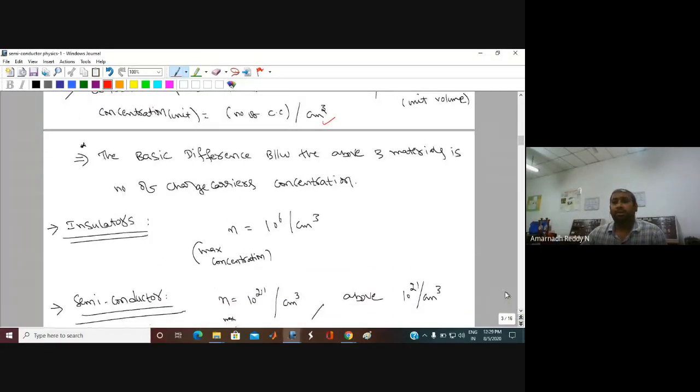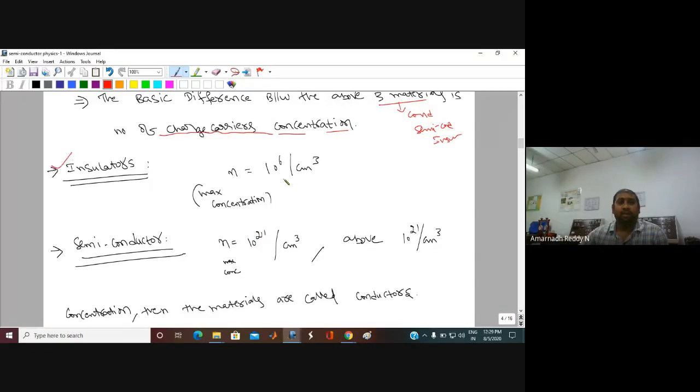The basic difference between the above three materials, conductors, semiconductors, and insulators, mainly depends upon the charge carrier concentration. In an insulator, the maximum concentration per centimeter cube is going to be 10 power 6. Clear? It is a maximum concentration. In a semiconductor, it is going to be more when compared to an insulator.